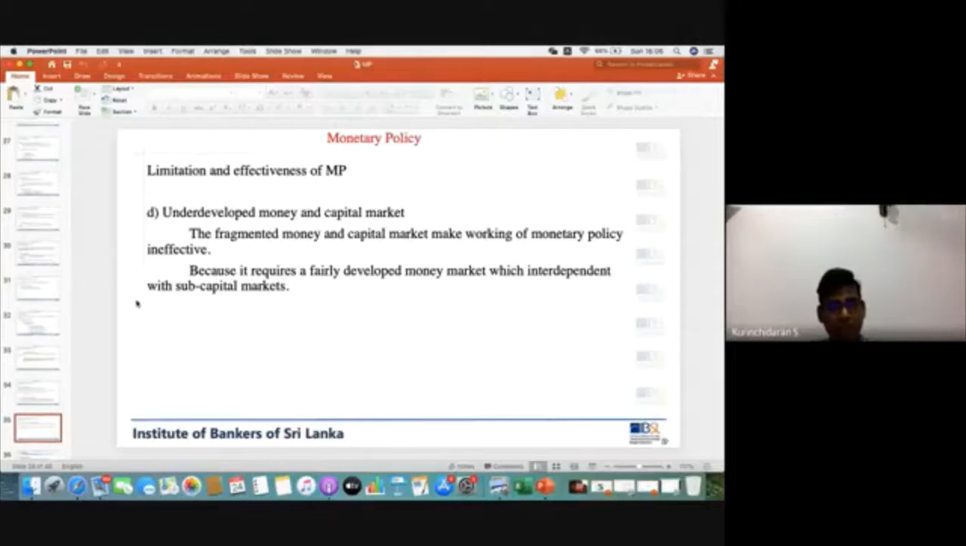And as I said earlier as well, underdeveloped money and capital markets, right? Fragmented money and capital markets may make monetary policy ineffective, because the monetary policy transmission mechanism requires a well-developed, effective financial system. As I said, the speed of the transmission is very important. So if you have a well-developed financial market, then it is quickly transmitted to the grassroots level.